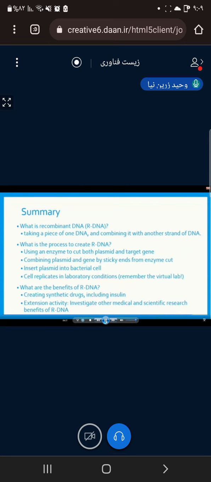The plasmid is inserted into bacterial cells, where the cells can replicate in laboratory conditions that you saw on the virtual lab bench. Recombinant DNA can help create synthetic drugs, including insulin. For an extension activity, investigate other medical and scientific research benefits of our DNA and write a small report on your findings.